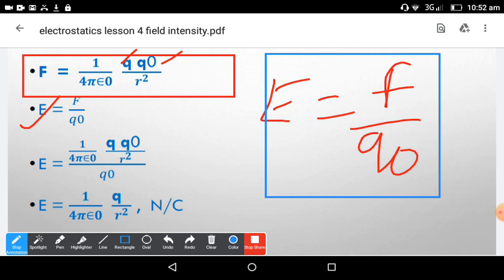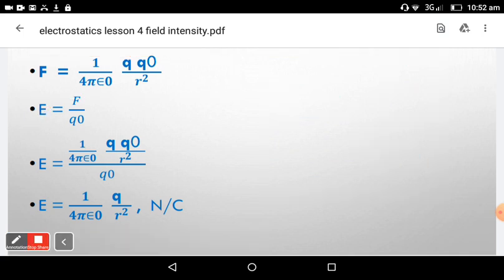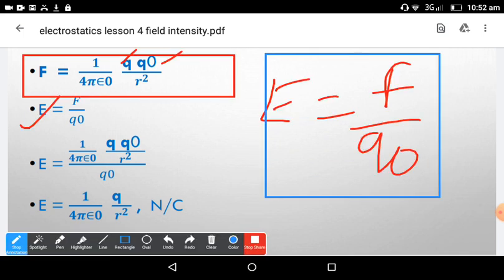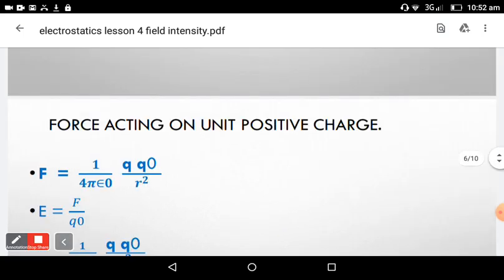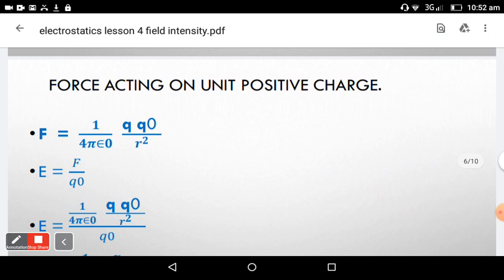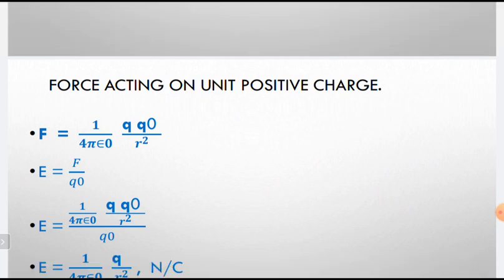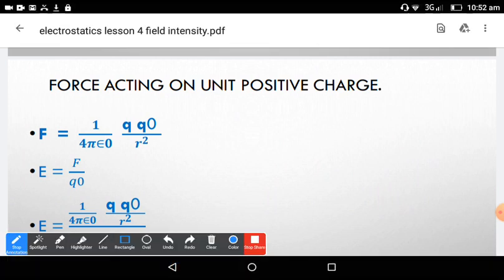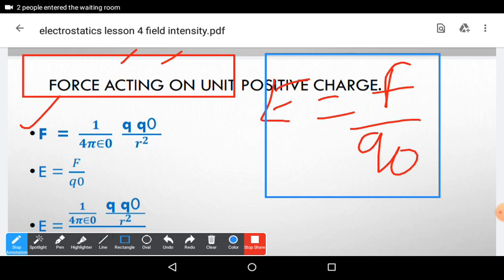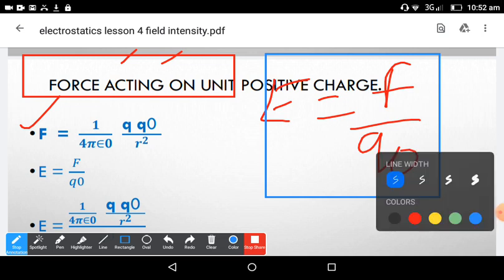What is this? Force acting on unit positive charge. This one is force acting on unit positive charge. Here we have already this one. See, force acting on unit positive charge. For example, there is a bag, maybe 100 kgs of bag. 100 kgs ఉంది ఆ bag లో. So bag price equals 1000 rupees.